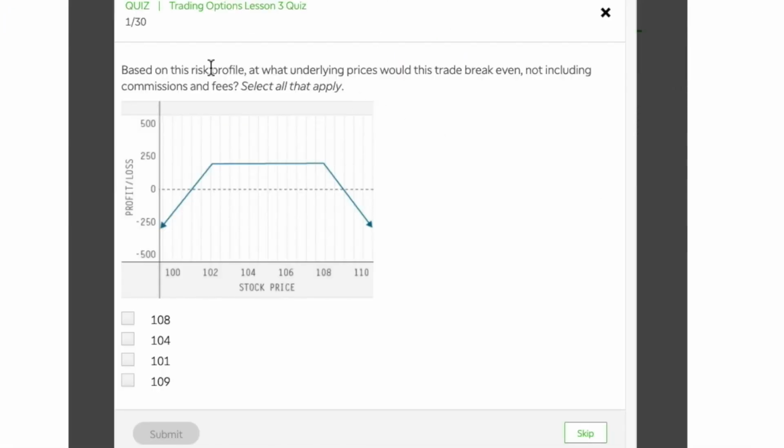Okay, based on this risk profile, at what underlying prices would this trade break even, not including commissions and fees? Select all that apply. Break even at this mark, so when profit and loss is 0, so 101 and 109.